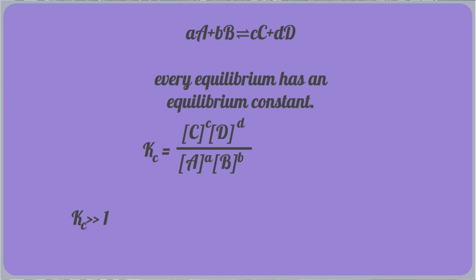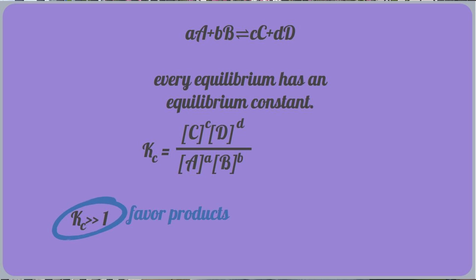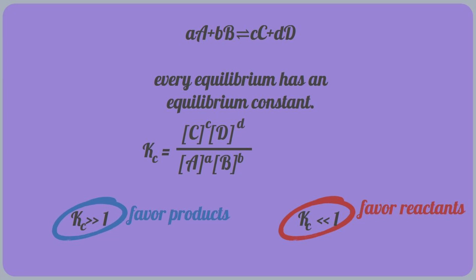If Kc is much bigger than 1, then the numerator is bigger, so it will produce more products. If Kc is much smaller than 1, then the denominator is bigger, and therefore there will be more reactants.